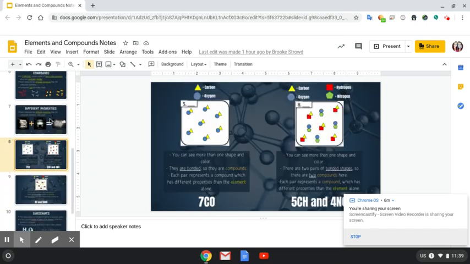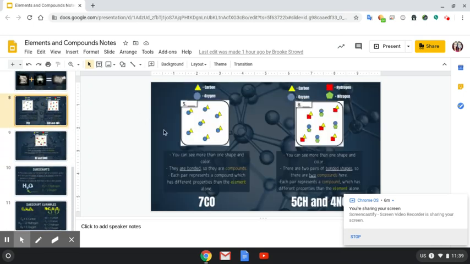So how do they look in a visual model? Well, you can see more than one shape and one color, and they're bonded or attached to each other. And that's how you'll know that they are going to be compounds. So you'll have the different shapes or the different colors attached to each other. So in this case, we have carbon and oxygen, and they're attached to each other. And so we have 7 of them. 1, 2, 3, 4, 5, 6, 7. So it's going to be 7, and then you'll write your element symbols.